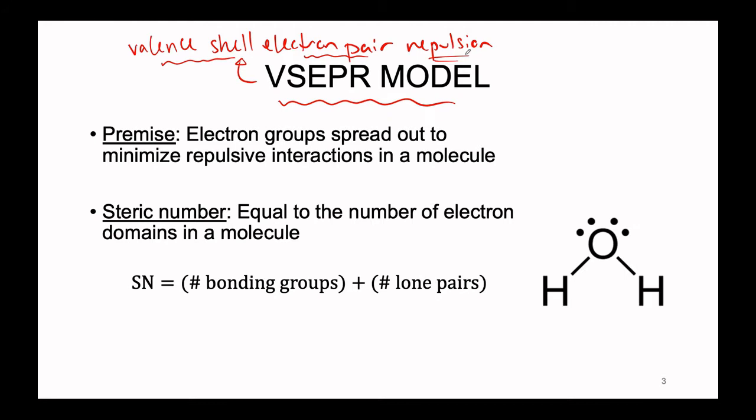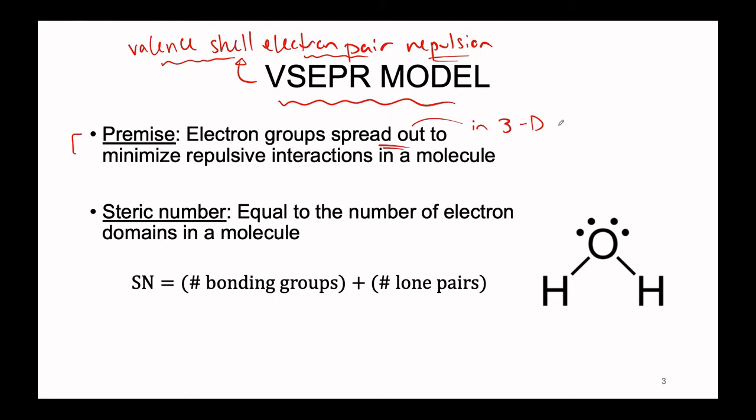Electrons are negatively charged, and they are physical particles. They cannot exist in the same place at the same time. As such, the premise of VSEPR model, or VSEPR theory, is that the electron groups are going to spread out in order to minimize the repulsion that is experienced within a molecule. So how these things are going to spread out is not just, again, in 2D, but rather they are going to spread out in 3D.